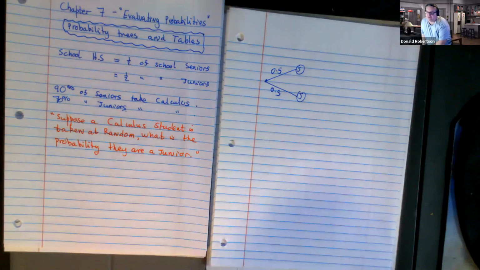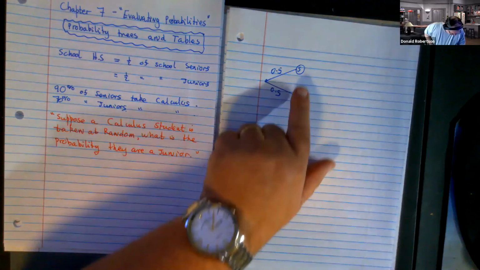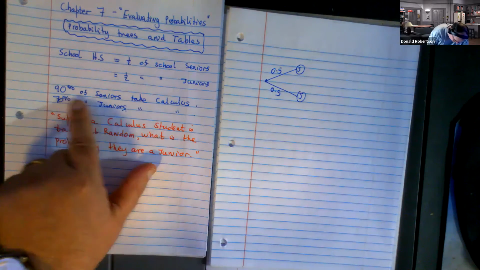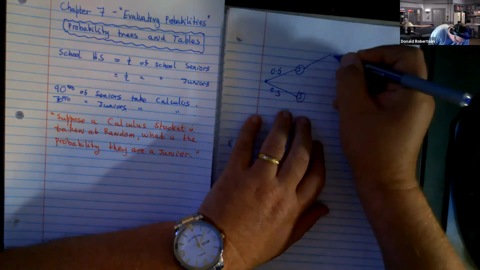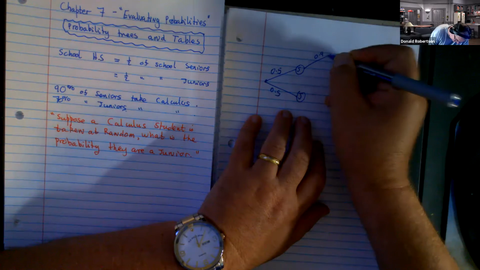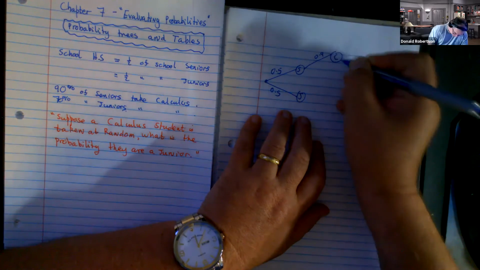So we write everything down in terms of either decimals or fractions. I'm probably going to stick to decimals just because they're easier to deal with in my calculator. Plus, it's easy to compare decimals. It's much harder when they're fractions. Now, what do we know about the seniors? 90% of the seniors take calculus. So 90% is 0.9, and C means you took calculus.